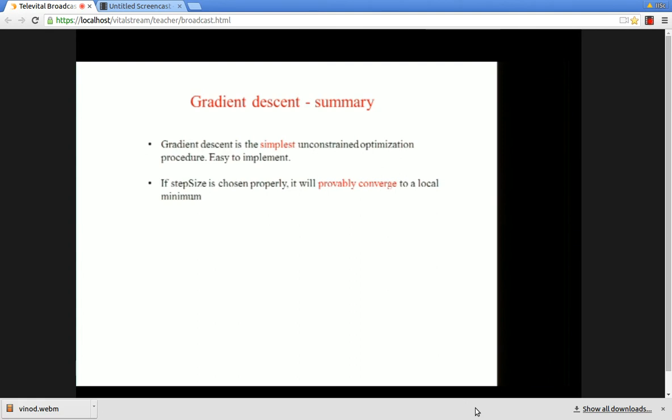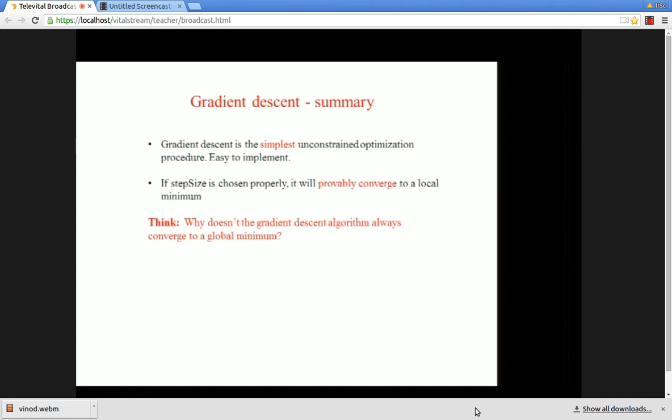So here are 2 points. Gradient descent is the simplest unconstrained problem. We still haven't tied the curve to a rope. We still haven't put the fence. We'll come to all that. But this is the unconstrained case. There are no constraints in this problem. And if your step size is chosen properly, the amount you have to move in the direction of the gradient, this algorithm will probably converge to a local minimum.